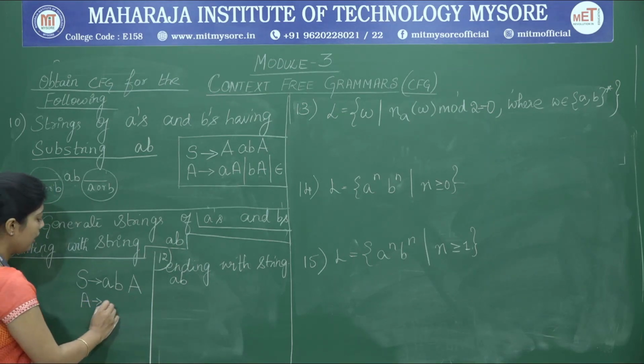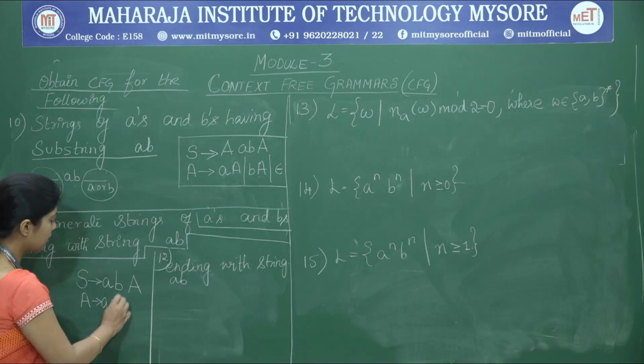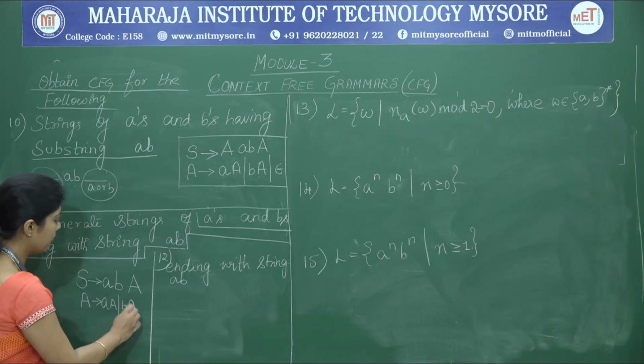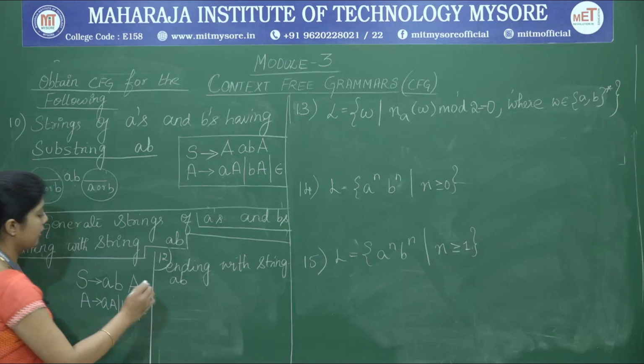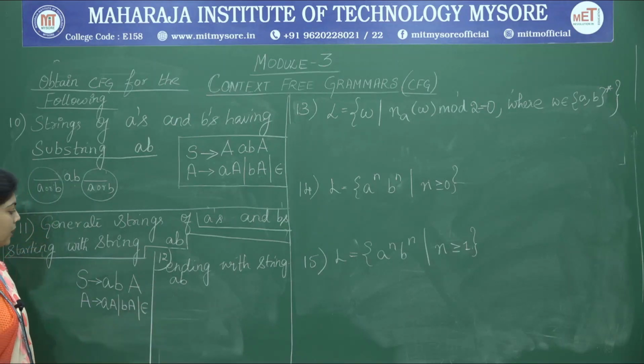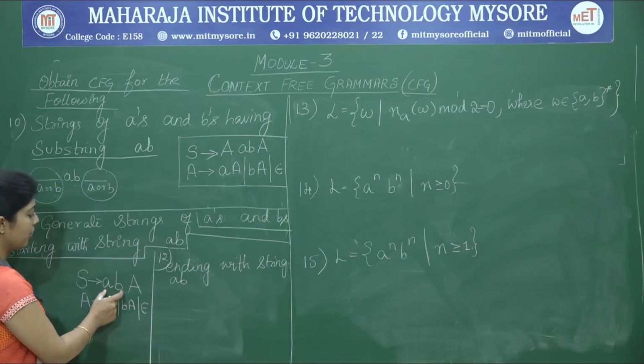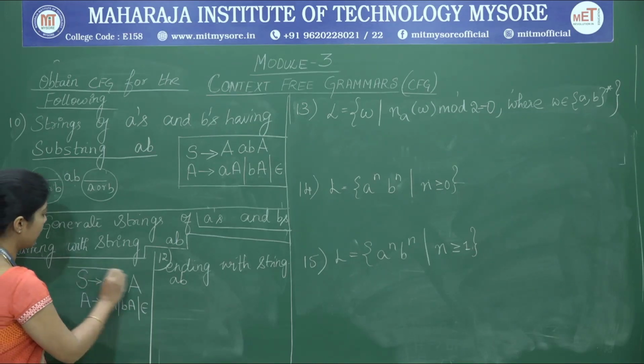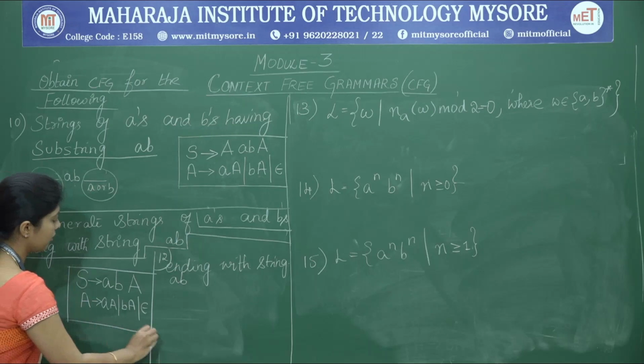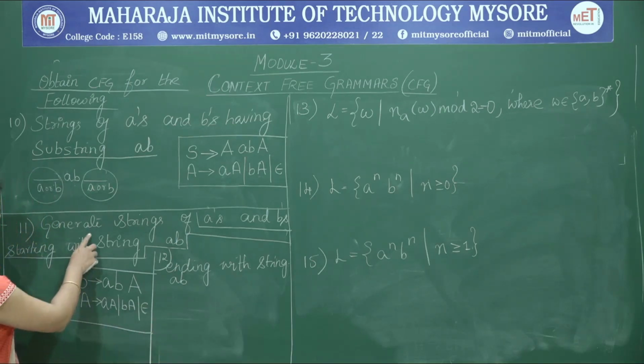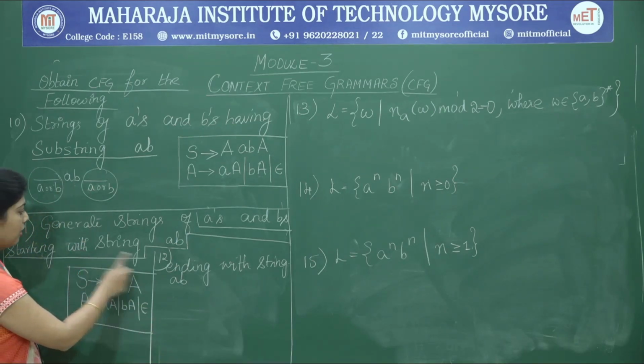In place of A, any number of A's can be generated, any number of B's can be generated, or nothing can be generated at all. So the minimum string that we are going to get is just AB. Okay. So this is how we write the grammar rules for the given problem statement.